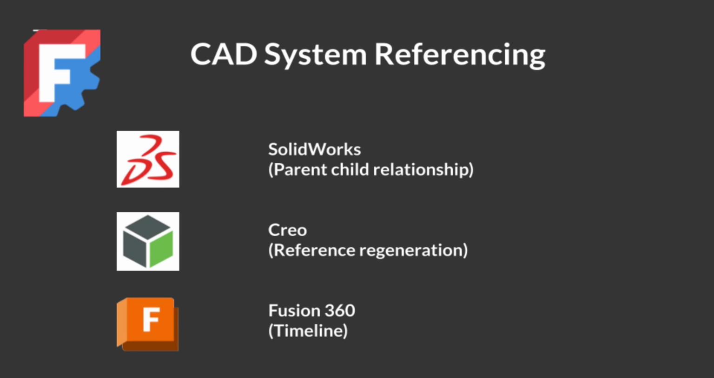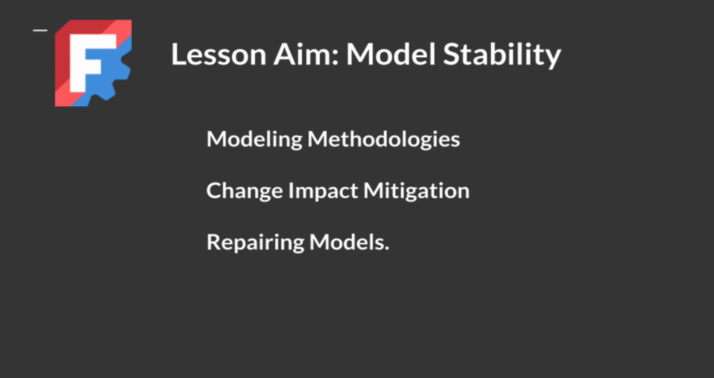Many parametric CAD systems warn against referencing downstream or late-stage geometry. This is not FreeCAD specific. You'll find the same guidance in SolidWorks, Creo, and Fusion 360. In this lesson, we'll learn about model stability by exploring the different methodologies used to design models and how to mitigate against the impact of changing early features. We'll also look at the process of repairing your models when changes cause problems.